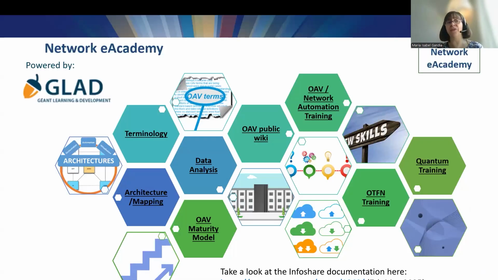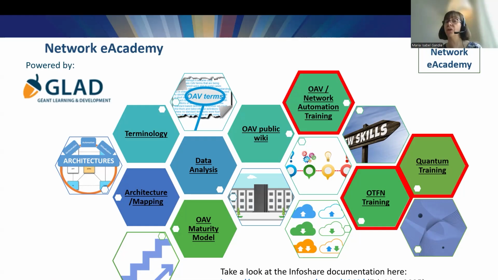As you probably know, the Network eAcademy is an umbrella of tools or resources to improve the skills on orchestration, automation, and virtualization. We have the terminology documents with common terminology, the architecture mappings to the open digital architecture, the OEV maturity model for the entrance and research and education institutions, and the OEV public wiki. We analyze the data, but today we are going to focus on the training.